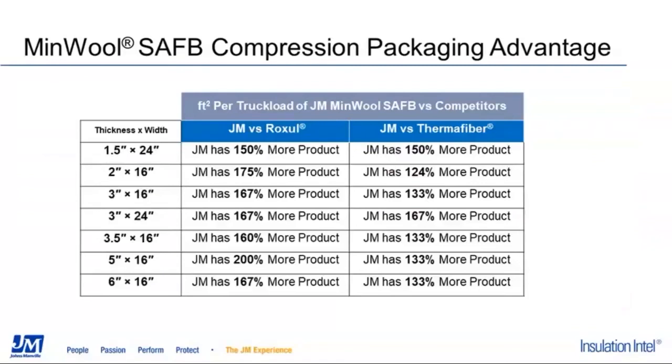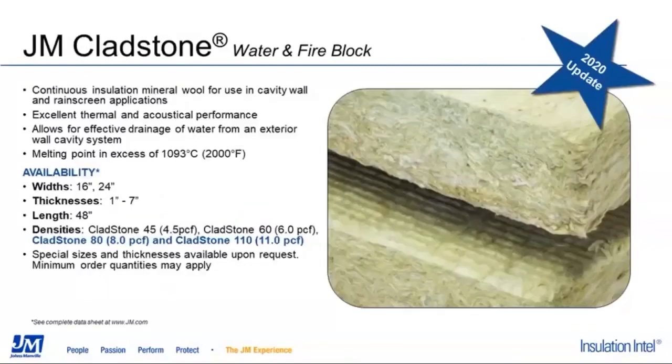Moving on to some of our more rigid board products, or products that are typically installed on the exterior of the building. We'll start with our JM Cladstone product. This is meant to be installed in cavity wall and rain screen applications. So this is on the outside of your building, in between the exterior sheathing and the exterior cladding. This is meant to be exposed to a little bit of moisture, so it's meant to repel that moisture, and any moisture that it may take on, it's designed to dry out quite quickly.